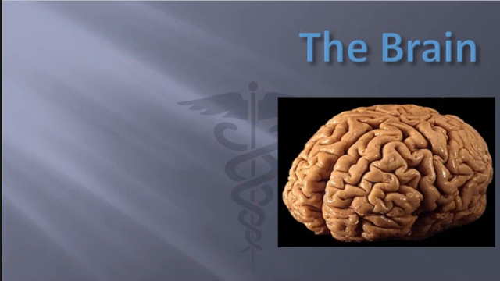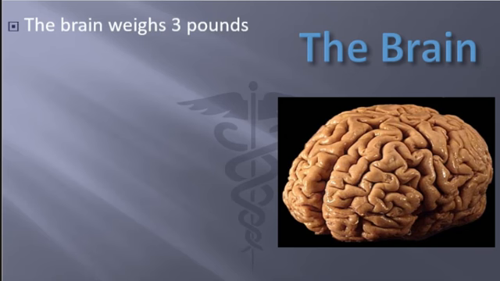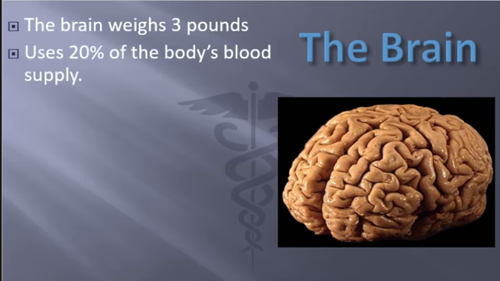All right, so the brain itself, that's what we're going to write down in this next set of blanks right here about the actual brain. It weighs approximately 3 pounds. It uses 20% of the body's blood supply. Wow, that's a lot. So this little 3-pound thing in our head has lots and lots of blood running through it, around it, in it.